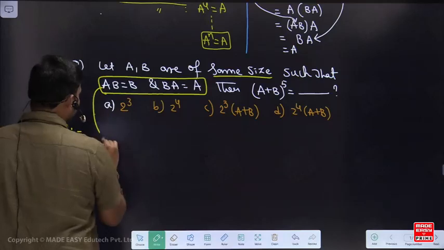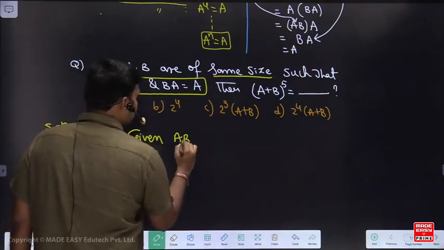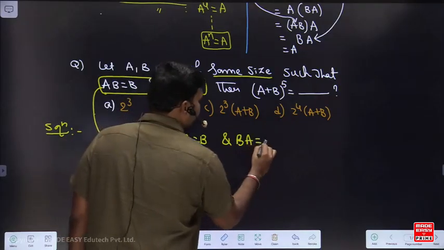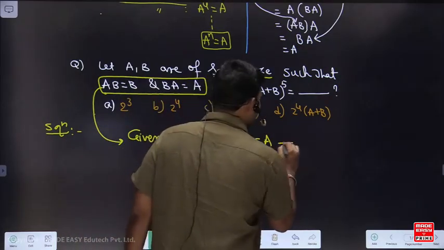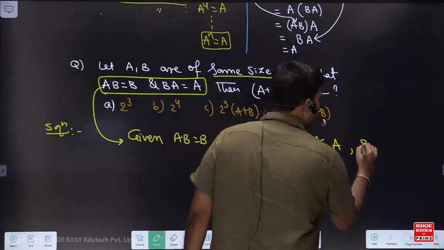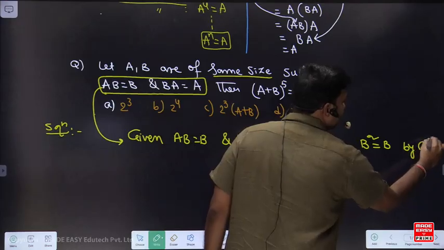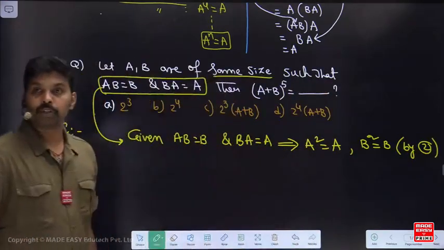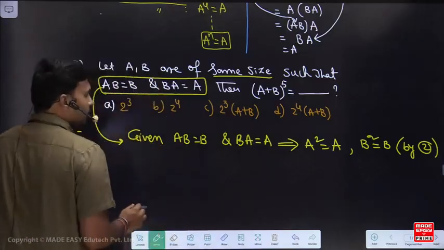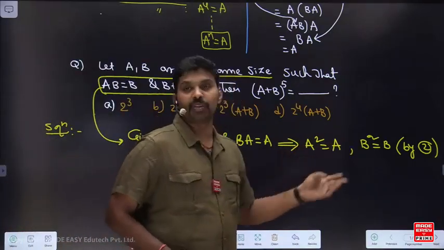Since AB is equal to B and BA is equal to A, I can say this implies A square is equal to A and B square is equal to B, by using which property? Property 2. By using property 2, right? So now we have AB, BA, A square, B square.